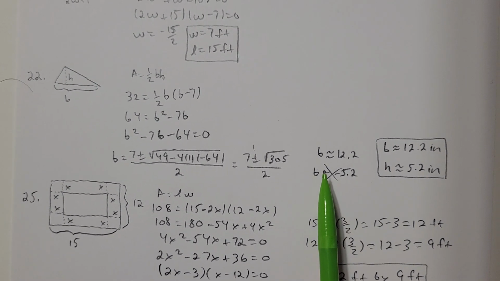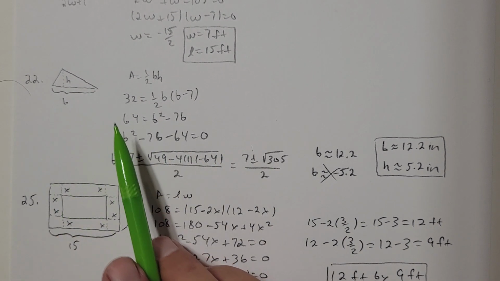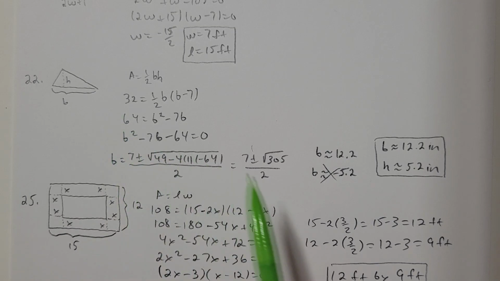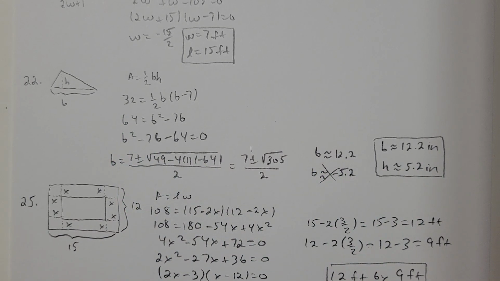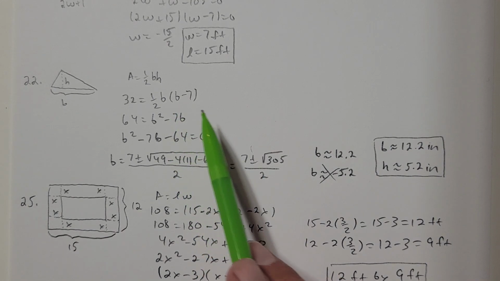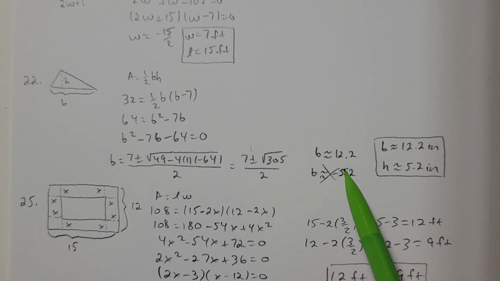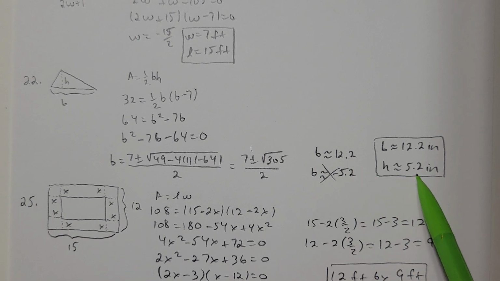Now, b can't be a negative, right? Because you're talking about distance. So you throw the negative number away. It looks like b is about 12.2 inches. And b minus 7, the height of the triangle, would be 5.2 inches, around there. Okay, so go ahead and circle that result.